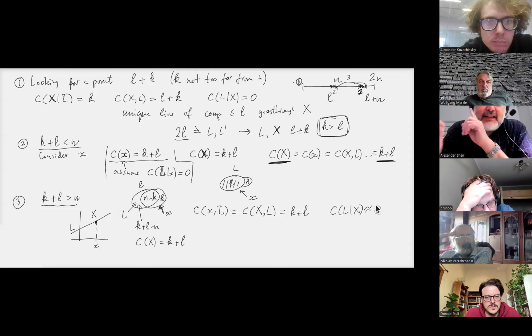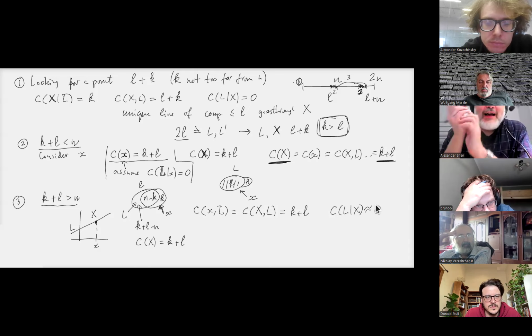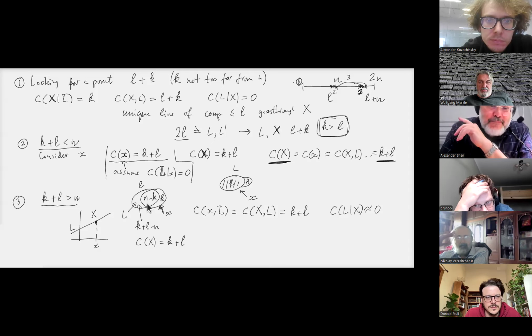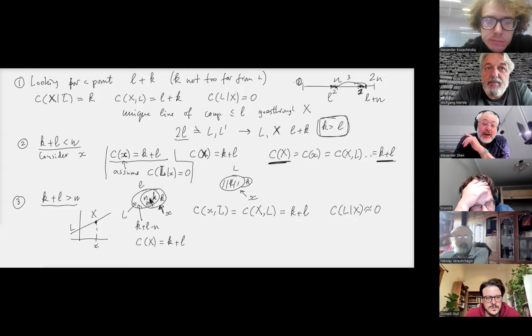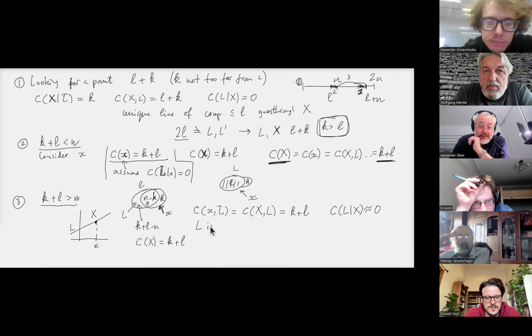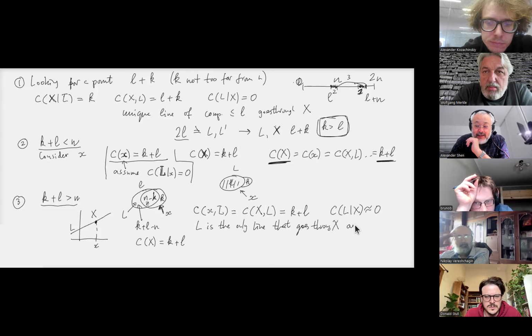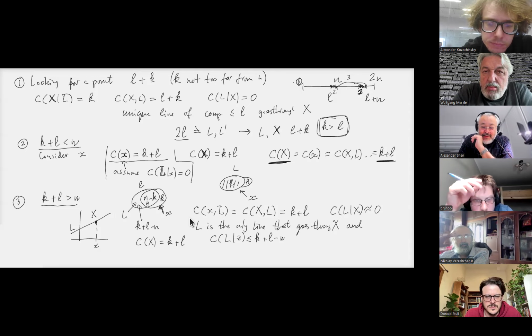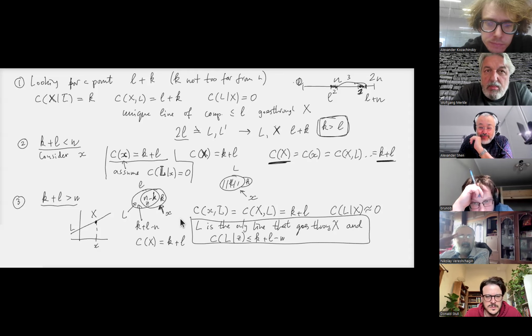And here is the trickiest part of all this argument. I really cannot imagine how you can get to this idea, but let's denote this common part of L and x by z, and claim L is the only line that goes through x and the complexity of L given z is smaller than k plus L minus n. So this is our main claim.